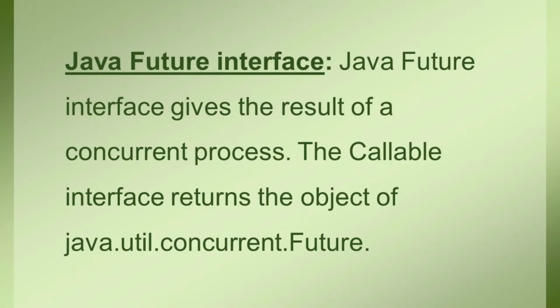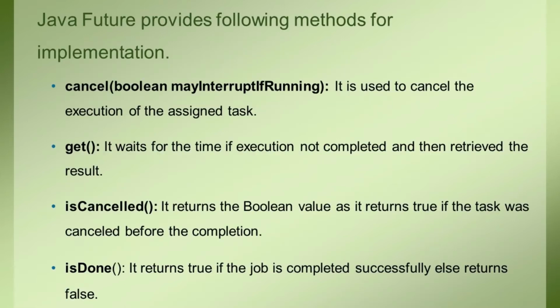Java Future interface. The Java Future interface gives the result of a concurrent process. The Callable interface returns the object of java.util.concurrent.Future. Java Future provides the following methods for implementation. Cancel, with a boolean mayInterruptIfRunning, is used to cancel the execution of the assigned task. The get method waits if execution is not completed and then retrieves the result. The isCancelled method returns a boolean value: true if the task was cancelled before completion. The isDone method returns true if the job is completed successfully, else returns false.